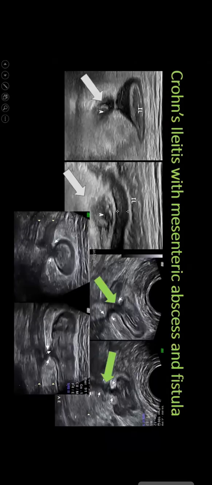So fistula formation can be into the adjacent bowel or the adjacent colon, or we can see fistula formation in the urinary bladder or in the vagina in cases of rectal Crohn's. And sometimes we can see abscess formation and fistula formation to the abdominal wall leading to cutaneous fistula.